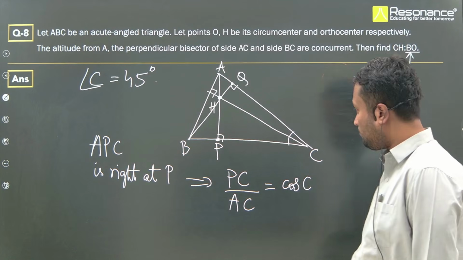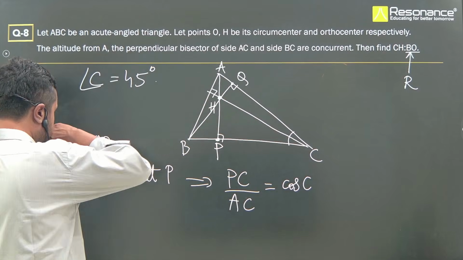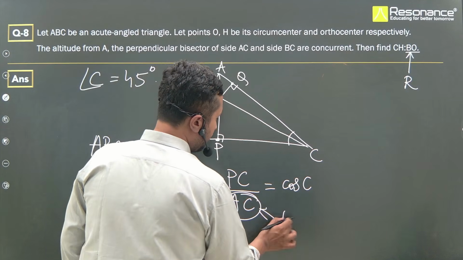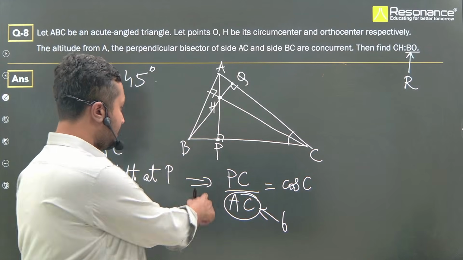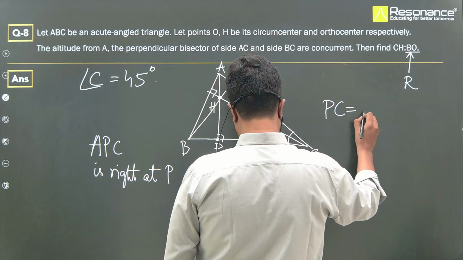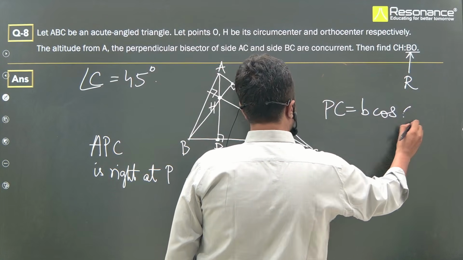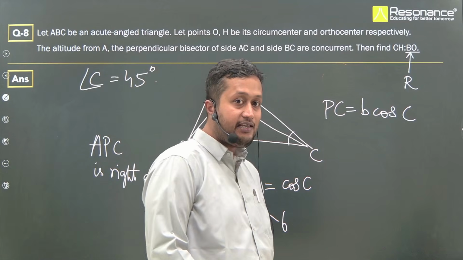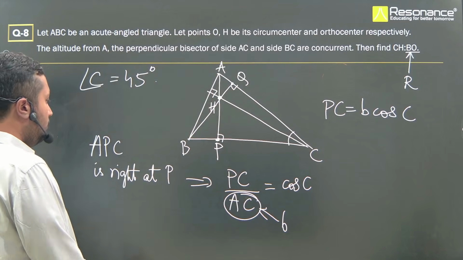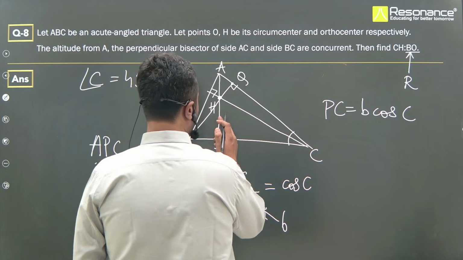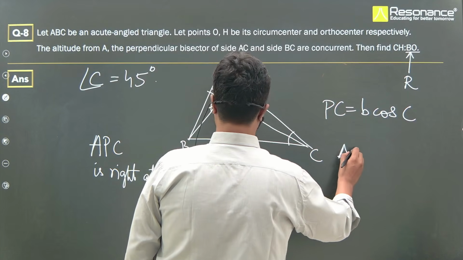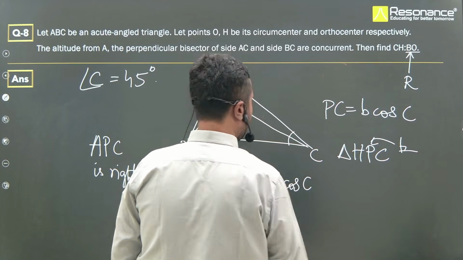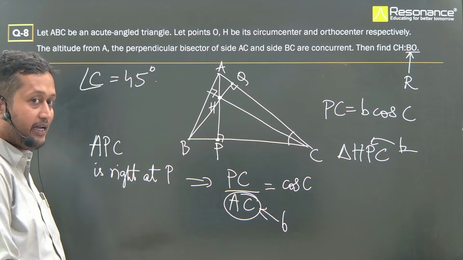Is that right? And AC is usually called B. So this quantity is usually denoted by small letter b. So what does that give us? It tells us that PC is equal to b times cos C. That's not enough. I mean, we know C, but we don't know b. All right, now where do we go next? Now look at triangle HPC. That's again right at this vertex, right? The right vertex is P again.